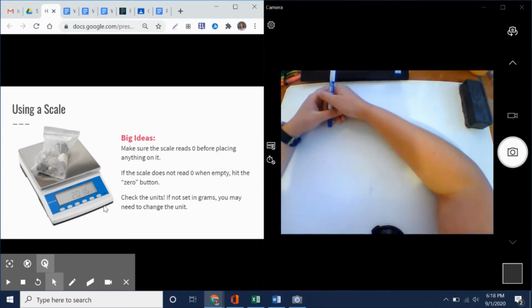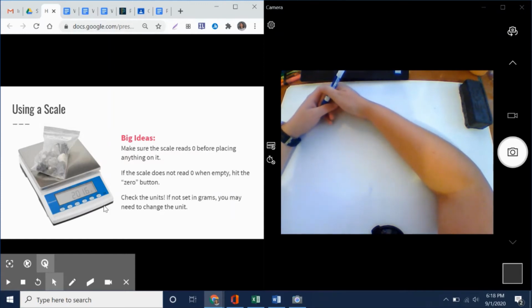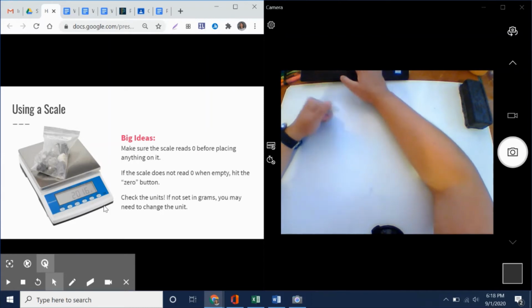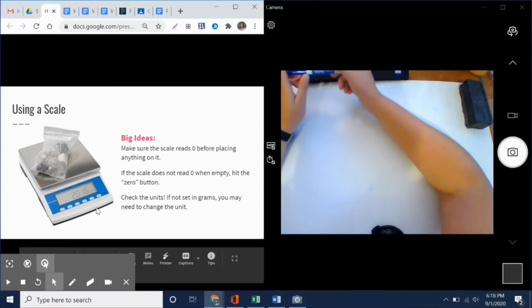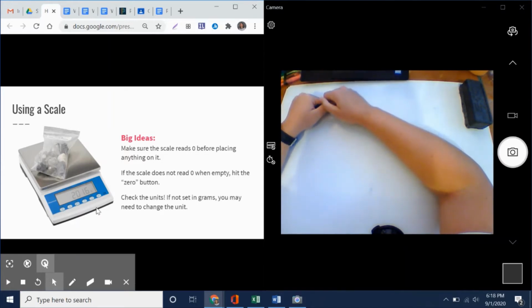Okay, remember, scales measure the mass of an object, which is how much matter or stuff it is made out of. And if you have nothing on the scale, it should read 0. Now, if it doesn't say 0, but there's nothing on it, what you're going to need to do is zero the scale by clicking on the 0 button. Okay, so each scale will say tare, or it'll say 0, and it'll zero it out for you. So at that point, if it's empty, it should then read 0.